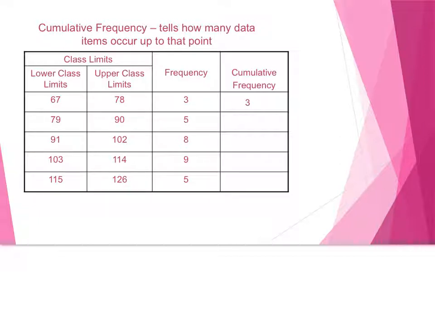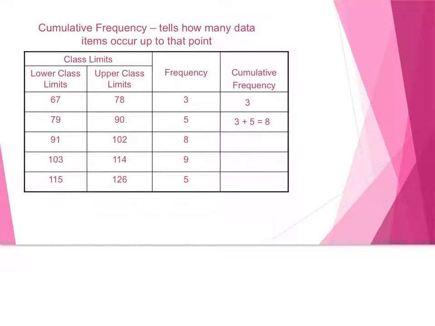But when I go to the second class, it isn't asking me how many data items are in the second class. I always start back at the top. So the cumulative frequency for the second class is how many data items do I have in the first and second class combined? And that would be 8. The 3 I started with plus the 5 that were in the second class.